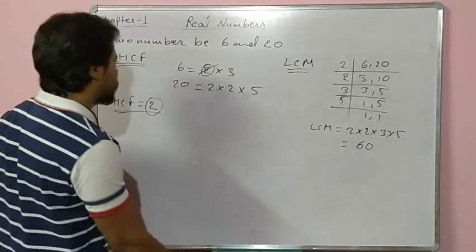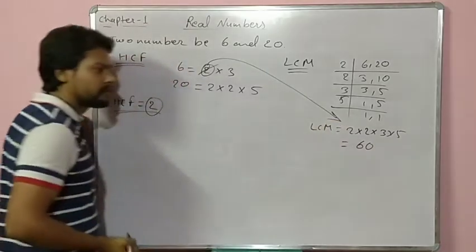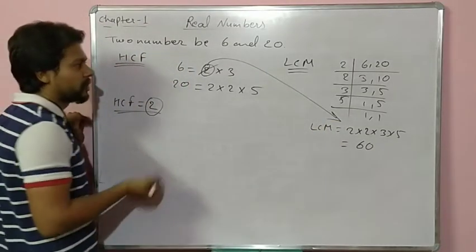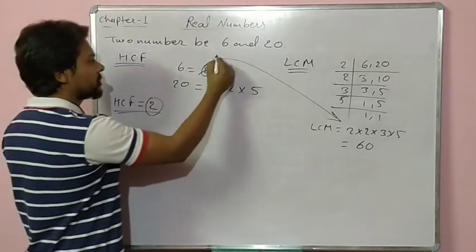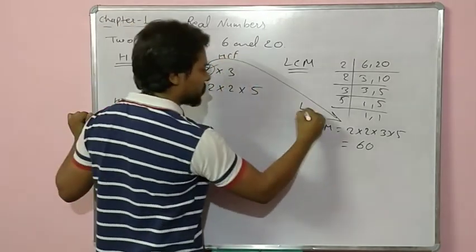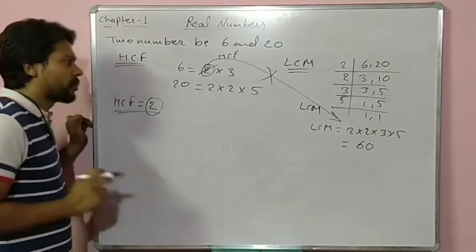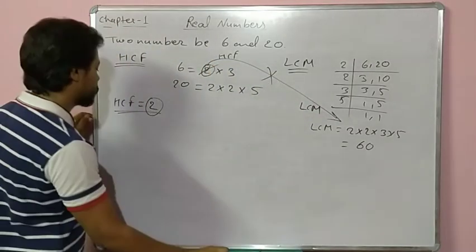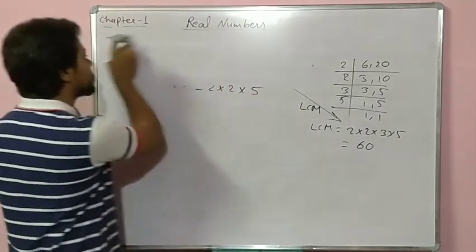So by using this method we got a relation. What? If I multiply this 2 into that, what will I get? The multiplication of 6 and 20. It means this 2 is the HCF and that is the LCM. If you multiply the HCF and LCM of any two numbers, what you get is the product of the numbers. So here we got a relation between the LCM and HCF of two numbers.